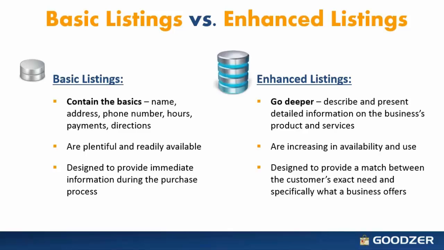Enhanced listings go deeper. They describe and present detailed information on the business's products and services. They are increasing in availability and use. And what I mean by that is, and we'll talk about some of the players who are in this space later in the deck, essentially there are more and more listings that you'll see on local search properties that are beginning to include enhanced product and service information. And that's by virtue of a number of different efforts, including the players in the industry like Goodzer.